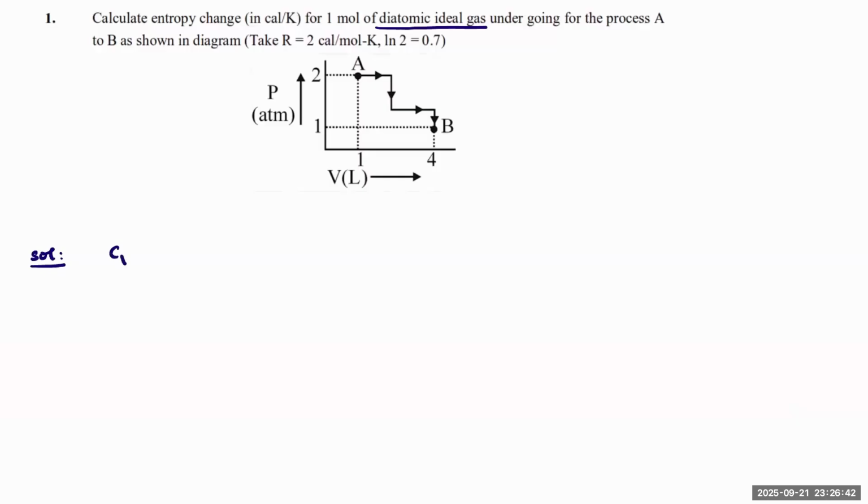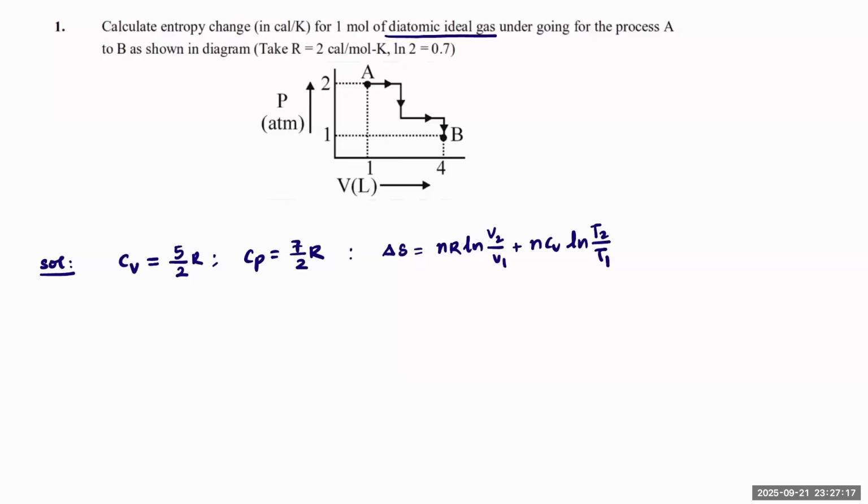So first I'll check out what is the CV and CP. CV is 5 by 2 R and CP will be 7 by 2 R. This is the first thing I'll clear it off. Okay. Second thing, because it is for an ideal gas, the general formula is nR ln V2 by V1 plus nCV ln T2 by T1. Okay, this is what I'll have it.